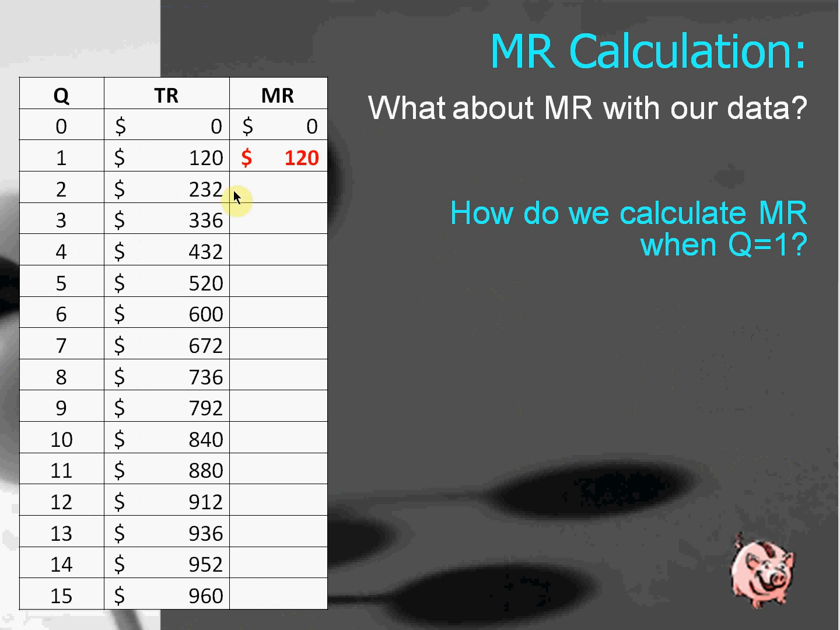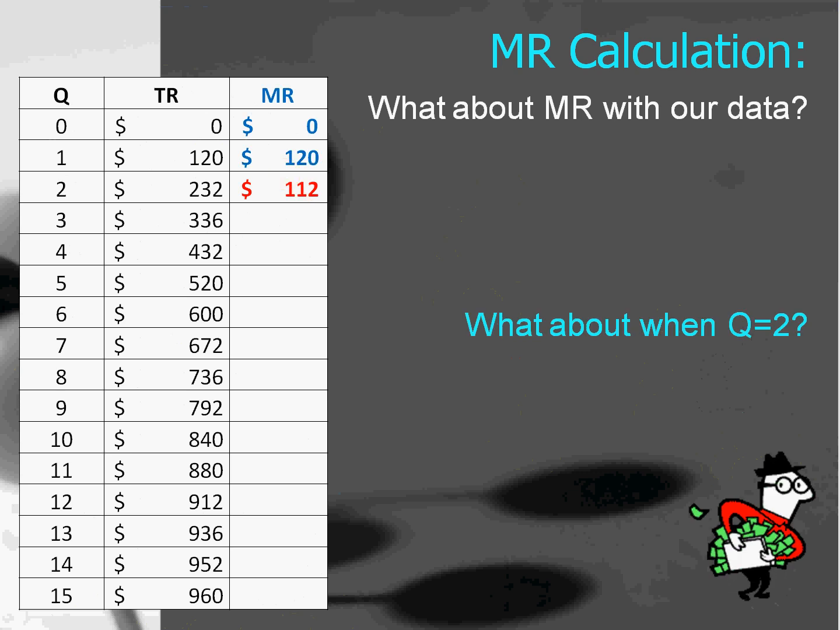Let's look at how we calculate marginal revenue. Remember that marginal revenue is the change in total revenue over the change in quantity. For the first unit of output in quantity, total revenue is 120. By how much did that change? From 0, it changed to 120. Accordingly, marginal revenue would be 120.